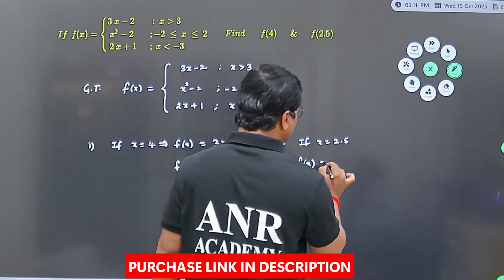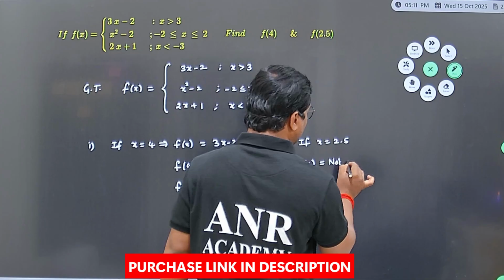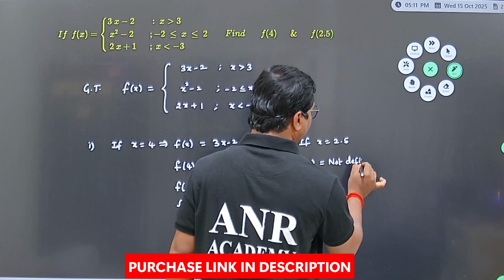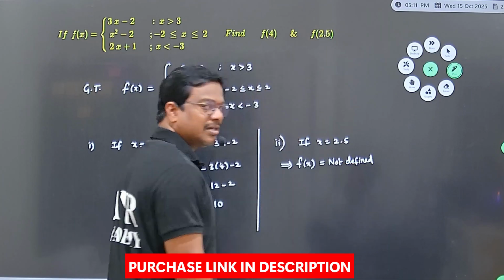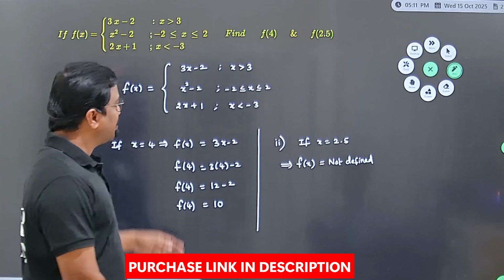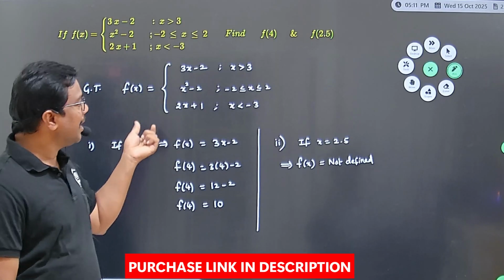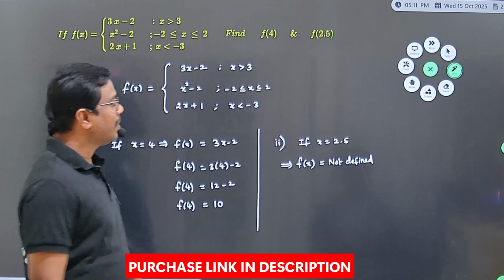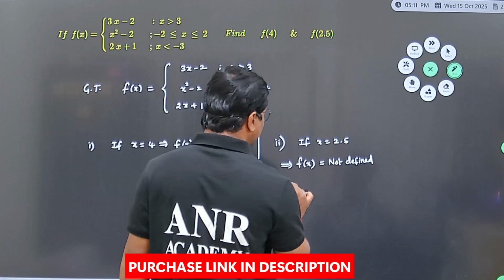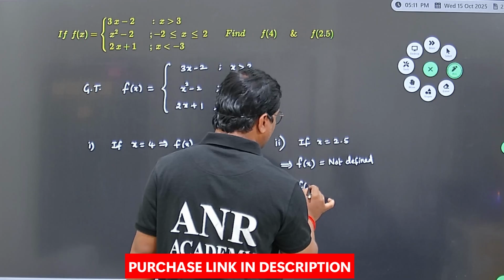So f of x is not given when x is 2.5. Since there is no function in that interval 2 to 3, so f of 2.5 is clearly not defined.